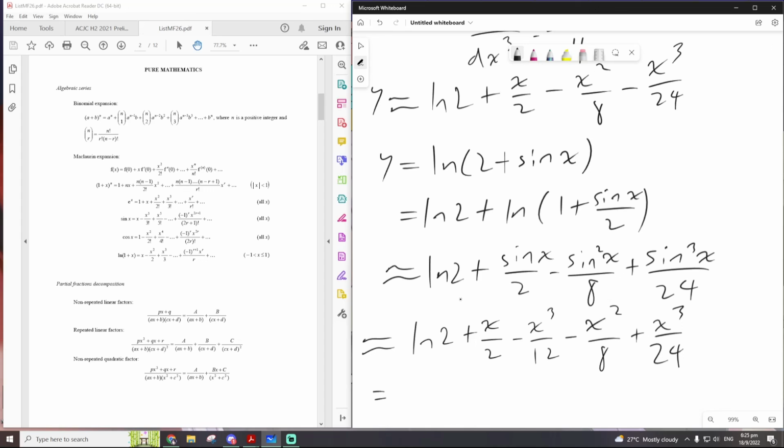And then I combine the x cubed terms together. ln 2 plus x over 2, I'll put the x squared over 8 first, minus x cubed over 24. Alright, which is what we got on the top. Okay, nice. So that will be it.